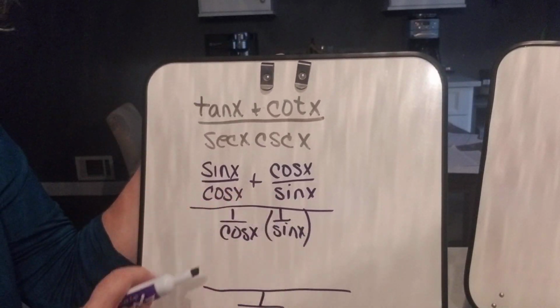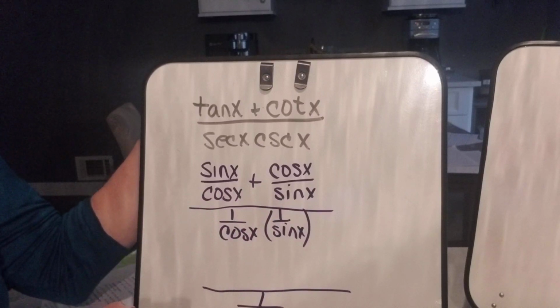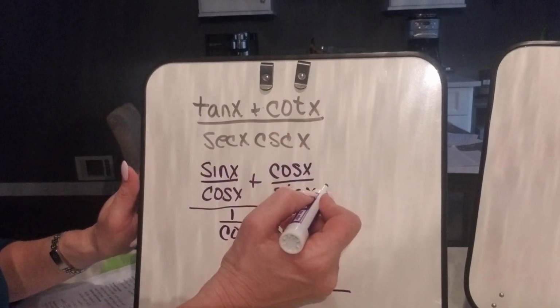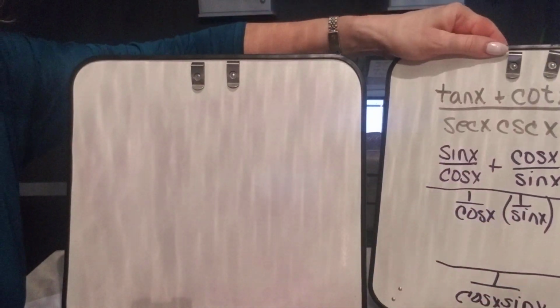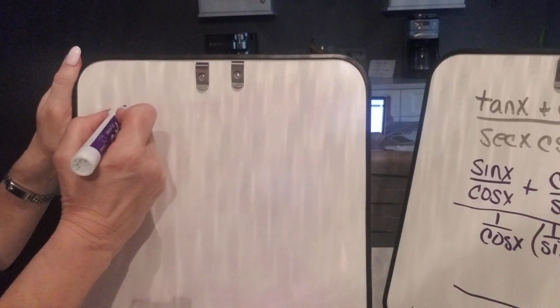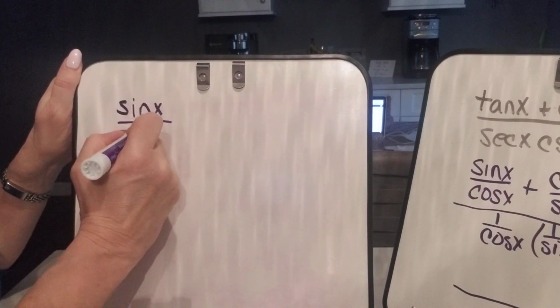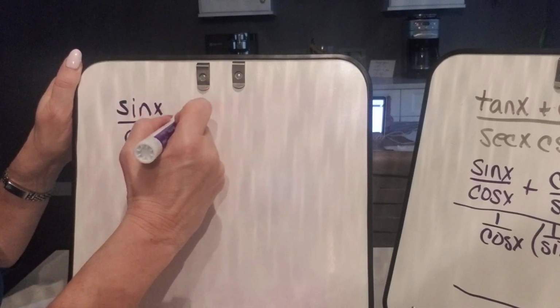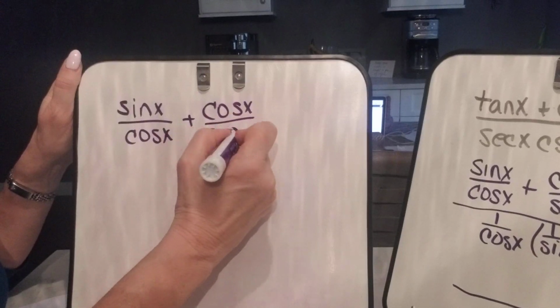Why? Because we're adding fractions, guys. And do I have the same denominator? I don't. So what I'm going to do right now is work on the top part of this on another board. I'm going to add sine x over cosine x plus cosine x over sine x.